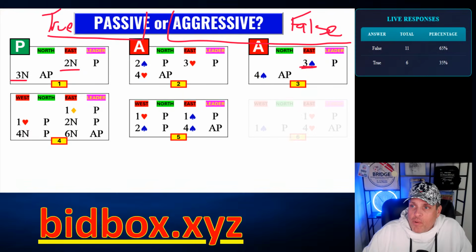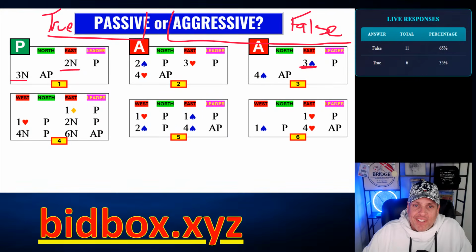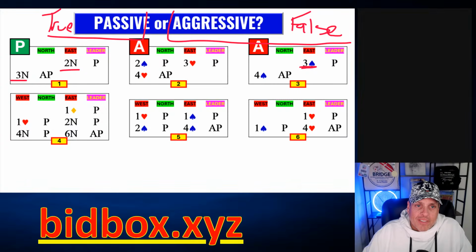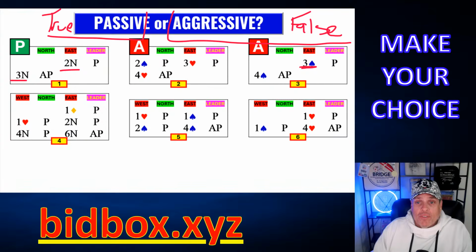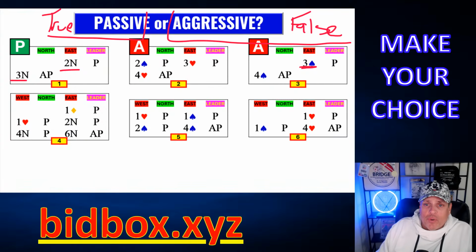Let's get on to line 2 here. I'm going to give you 3 more. Are you ready? Look at this one on the left. 1 diamond, 1 heart, 2 no trump, 4 no trump, 6 no trump. No other information. True is passive, false is aggressive. Make your choice, folks. Passive or aggressive against this contract.